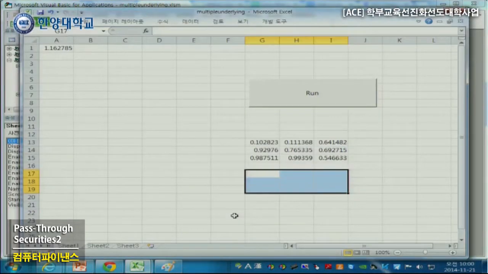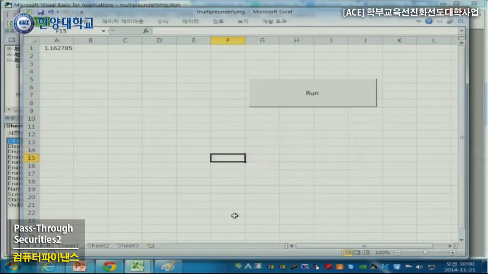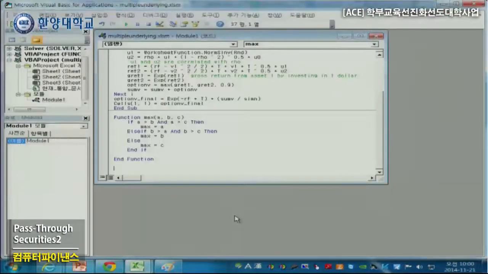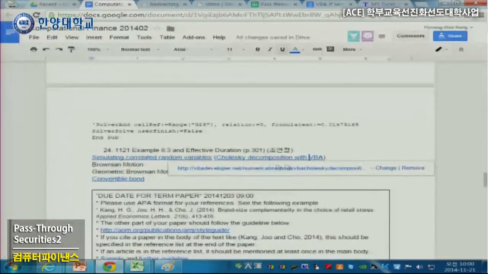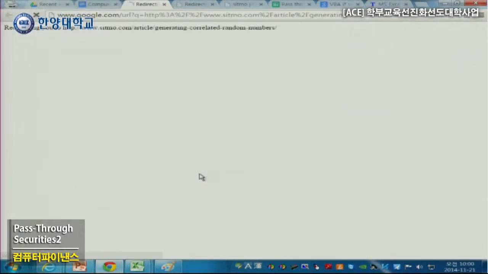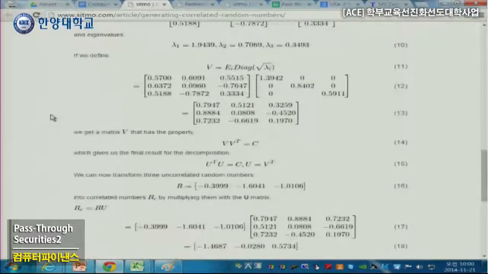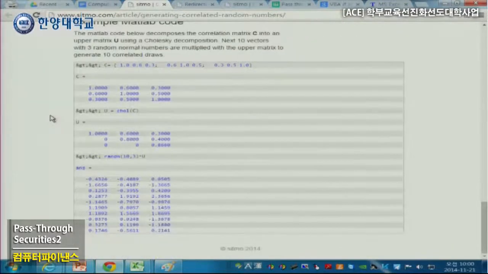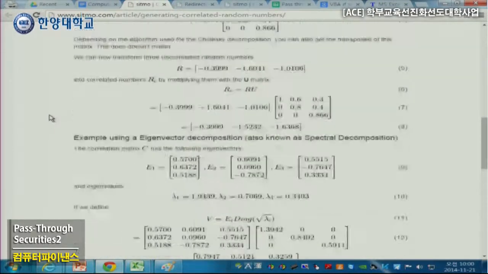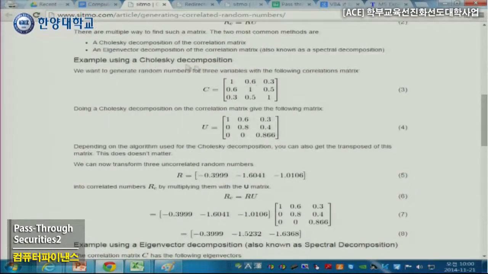Anyway, we just calculated the derivative price for the case in which there are only 2 underlying assets. But the question is, what if there are more than 2 underlying assets? Then we have to use Cholesky decomposition. If there are more than 2 assets, in this case there are 3 assets, right? 3 assets.